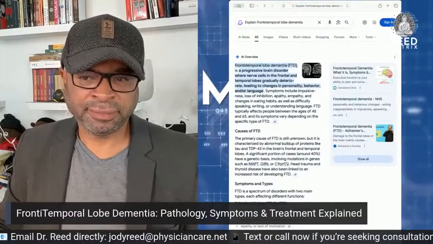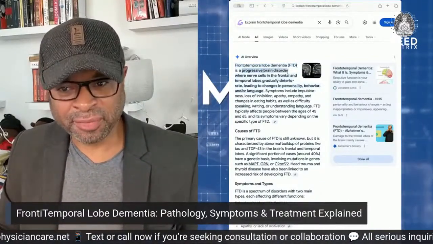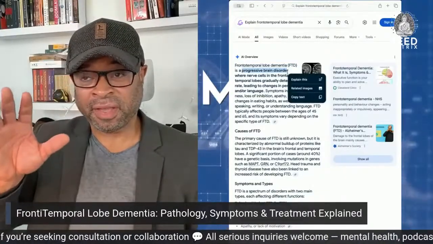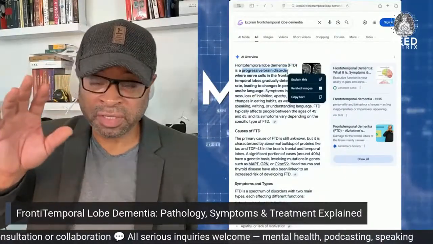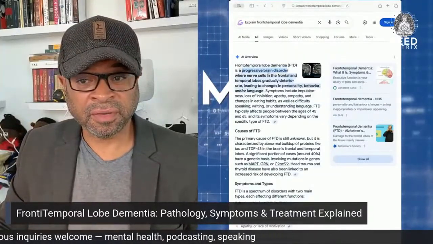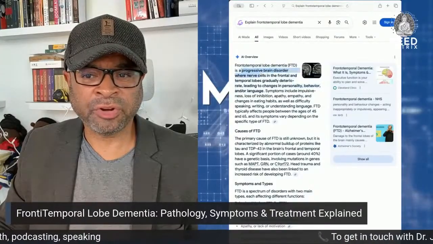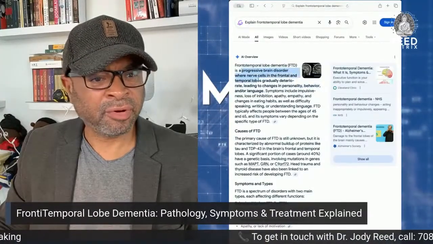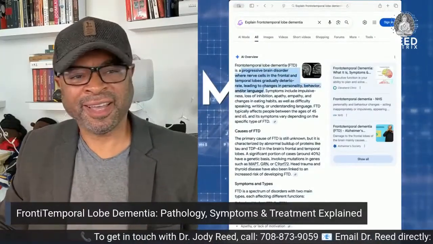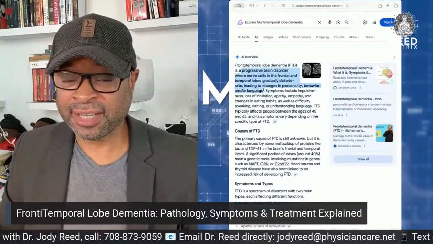Frontotemporal lobe dementia, or FTD, is a progressive brain disorder. Remember when I said progressive? It starts at one area. They can have damage to multiple areas, or it can continue to progress. And this thing evolves over time. It's very complicated. A progressive brain disorder where nerve cells in the frontal and temporal lobes gradually deteriorate, leading to changes in personality, behavior, and language. I went through the prefrontal cortex.